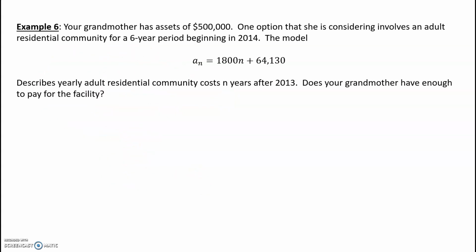Of course, we have to have another word problem. So your grandma has assets of $500,000. One option is she was considering moving into residential for 6 years. Here's your model, and it describes the yearly residential cost n years after 2013. Does she have enough money to pay? So let's find out. Let's use our summation formula and find out if she has enough money. So remember, this is what you have to do to add it all up. And we want 6 years, right? She's going to be living here for 6 years.